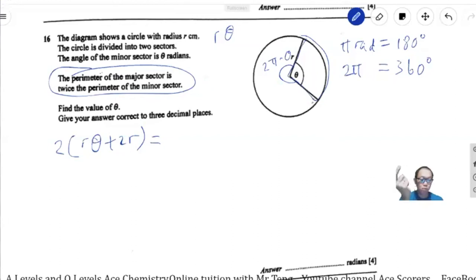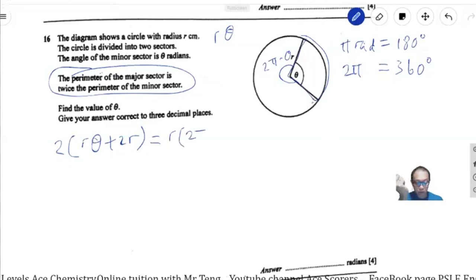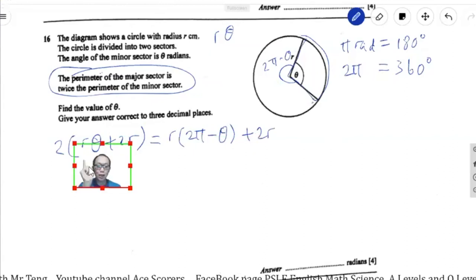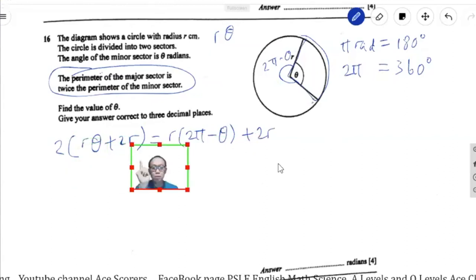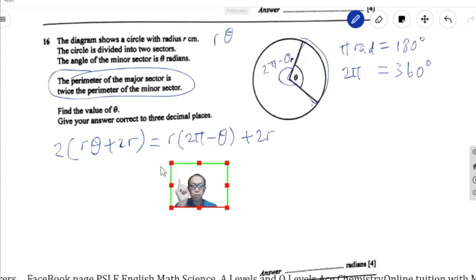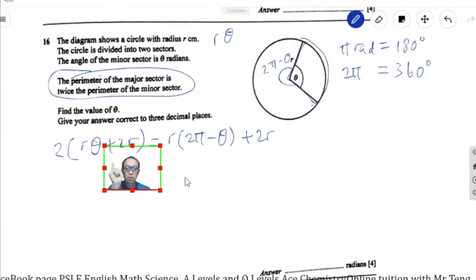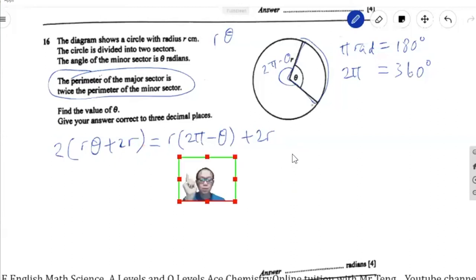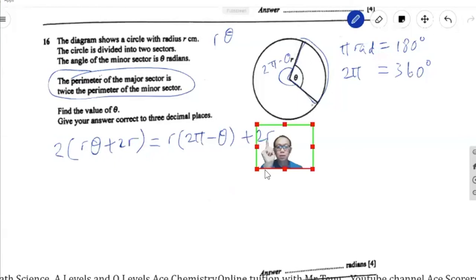So what is one times the big one? R times 2 pi minus theta, plus 2r. This is the major sector, this is the minor sector. Twice the minor sector equals the major sector. Got it? If you didn't get this equation, you wouldn't be able to solve. You can't find theta, because theta is the unknown here. Of course you will say there's an r, but later the r will disappear.